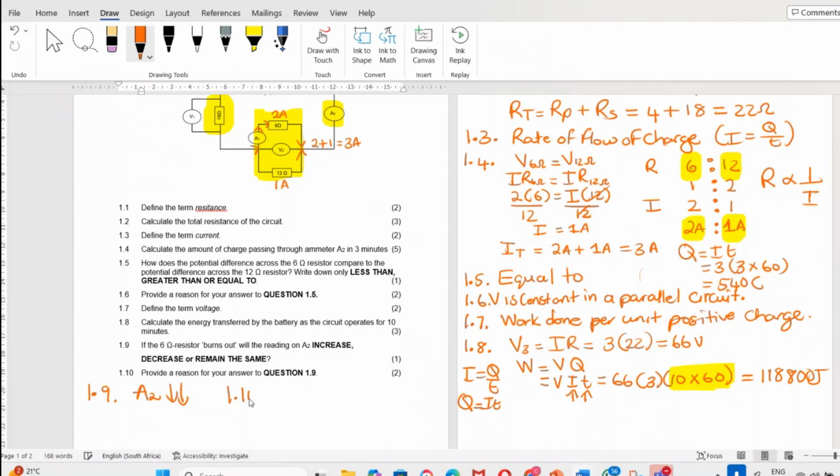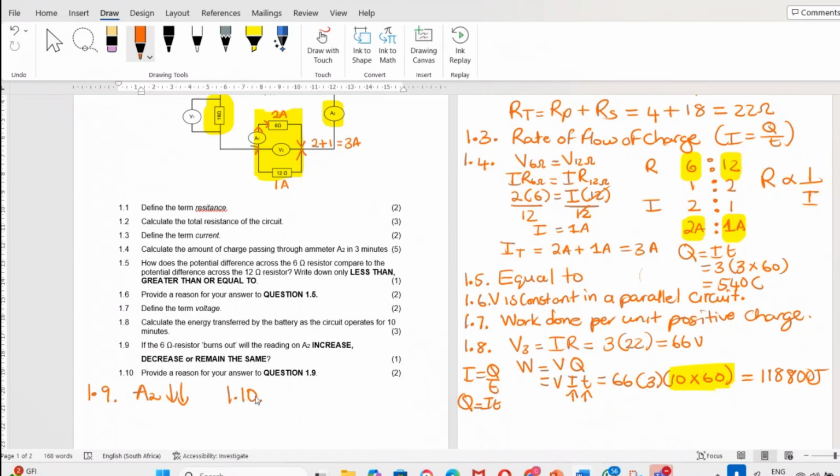Then 1.10 wants the reason. So remember, you are changing from a combo circuit. Why do I call it a combo circuit? Because it has 2 sections, a parallel section and a series section. So you can either have a series circuit, which has all resistors connected in series, or a parallel circuit, which has only resistors connected in parallel, or a combo circuit where you have a section that is in parallel, another section that is in series.